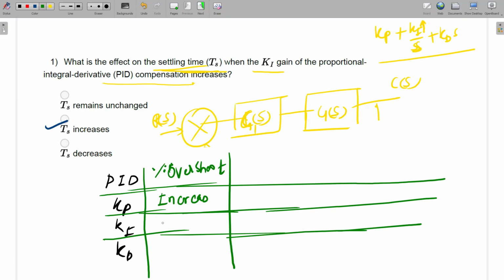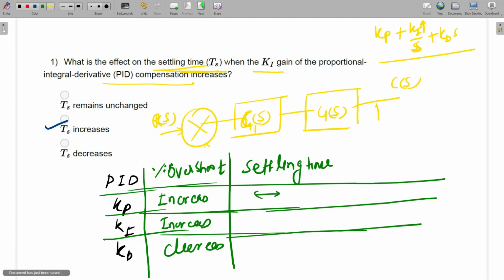If we increase KI, it will also increase. And if we increase KD, it will decrease. Have you studied this earlier? What will happen to the settling time? For KP, if we are increasing, this will not affect much. We cannot say minimal impact. If we increase KI, settling time will increase, and if we increase KD, it will decrease.